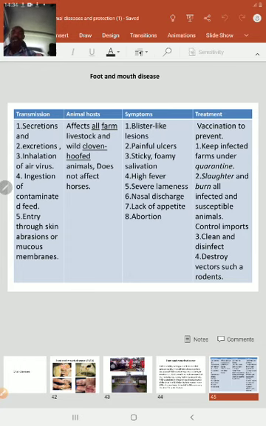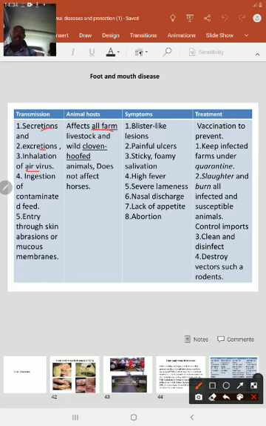This is how it spreads: secretions and excretions. Number three, air inhalation, ingestion when you eat any feed, and also enter through skin. It affects all animals that are cloven hooved, your cattle, your sheep, your goats. Symptoms: the blisters or the wounds, the painful ulcers, there's a sticky, foamy salivation or high fever. All right, just learn one or two.